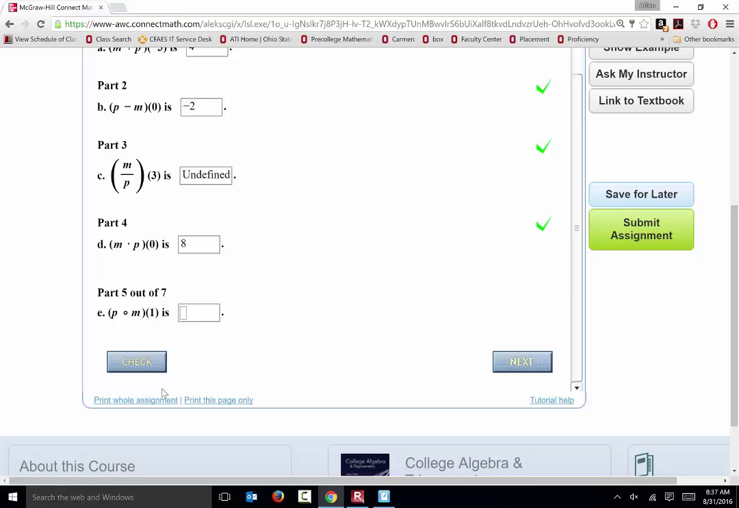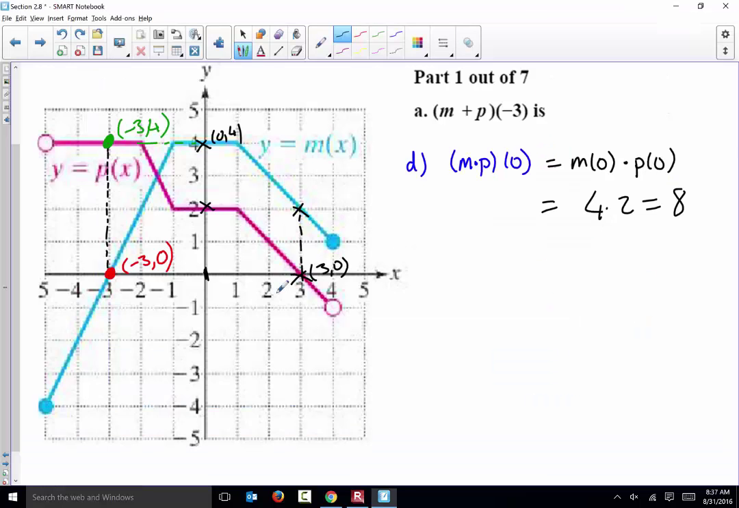Now it gets challenging. Circle operation. What does circle mean? Composition. Right? We need to slow down and take a look at this. Part 1. Let's first translate what this circle means. It means 1 is first traveling with M. You're getting a result, and then that result is traveling later with P.